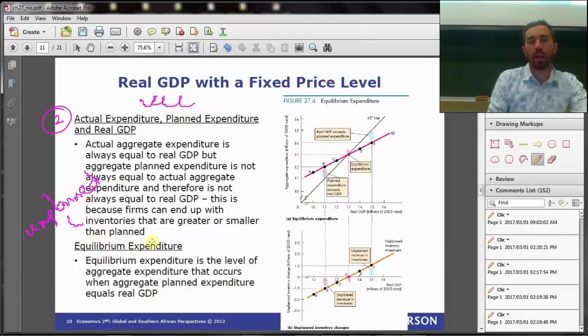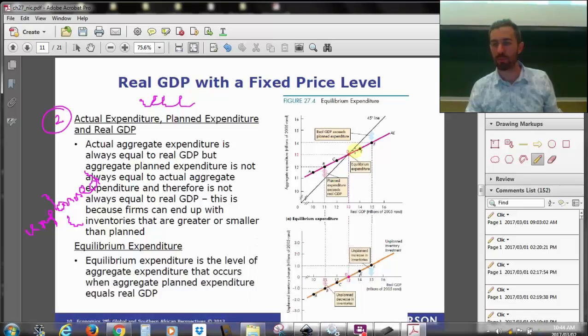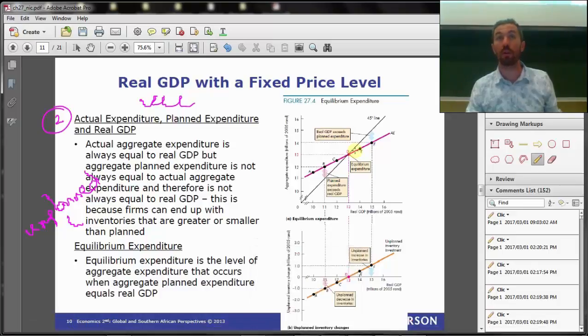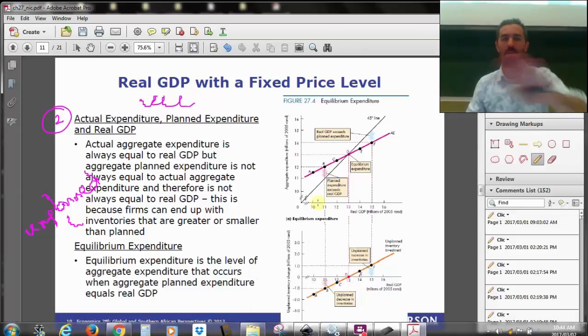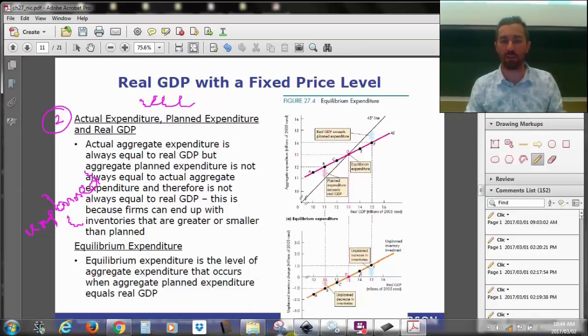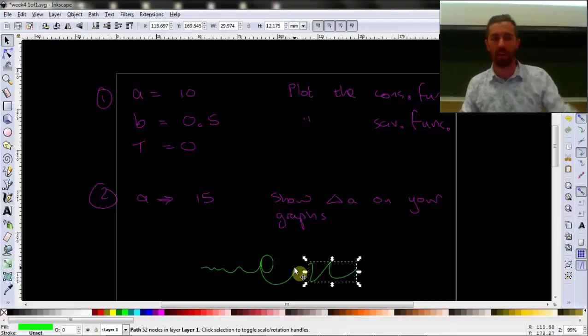So where is our equilibrium level of expenditure going to be? It's going to be at the point where the aggregate expenditure curve cuts the 45-degree line. So let's, at this point, so we've spoken about the aggregate expenditure curve. Let's just go back one step, just finish off this discussion that we had yesterday with the consumption function.